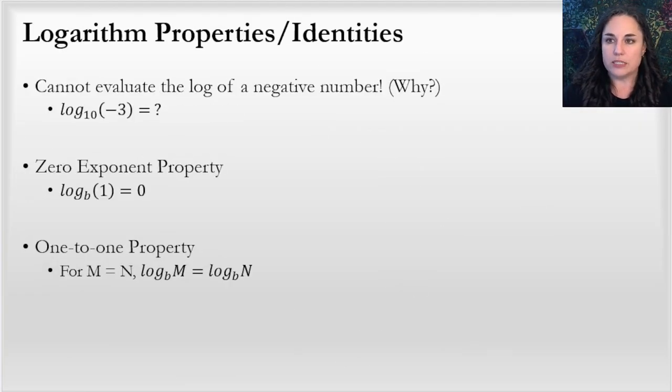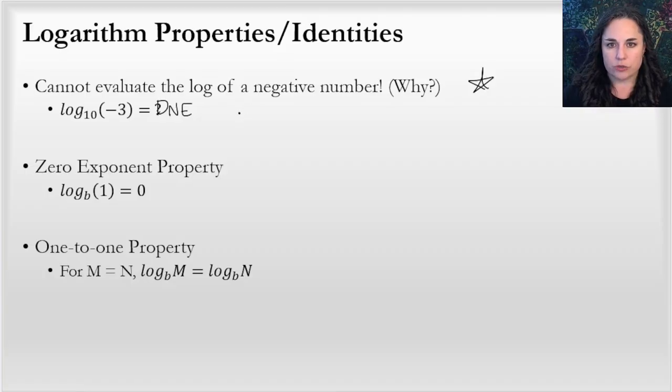A couple of properties I wanted to go over here, logarithmic properties and identities. One of the important things, as we think about logarithmic functions and exponential functions, I think logarithmic functions in particular, is that the log of a negative number does not exist. You cannot take the log of a negative number. Why is that?